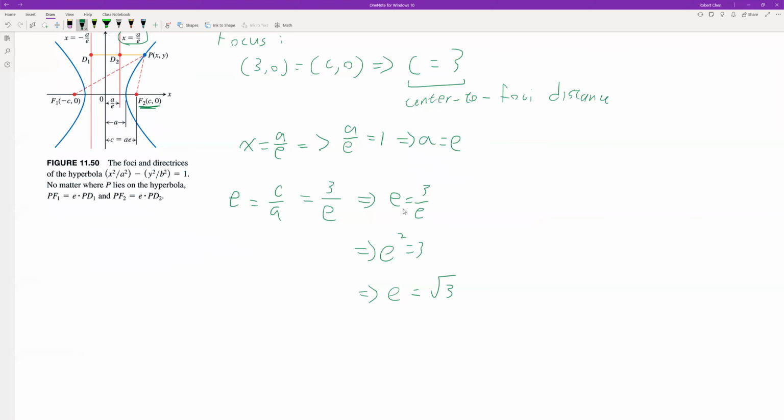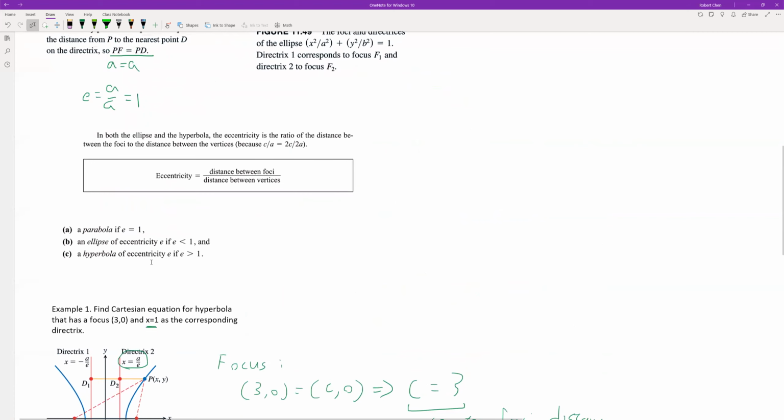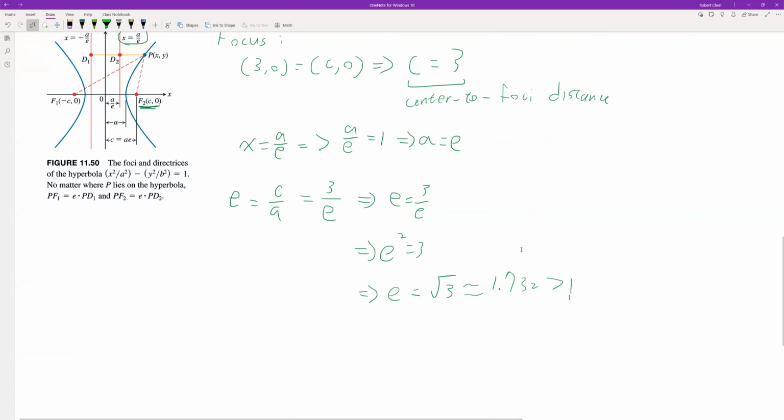Now, since E measures how circular a conic section is, it's not going to be negative, right? The smallest we can have is 0, which is a circle, right? So E is square root of 3, which is approximately 1.732, right? Which is greater than 1. And that matches with our assumptions earlier. A hyperbola will have eccentricity greater than 1, right? So eccentricity is greater than 1.